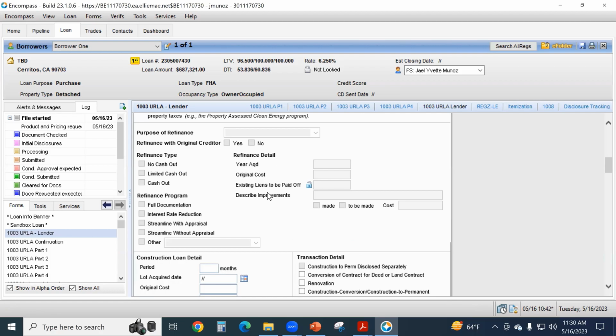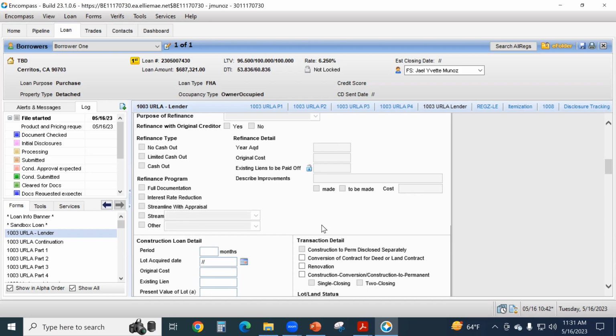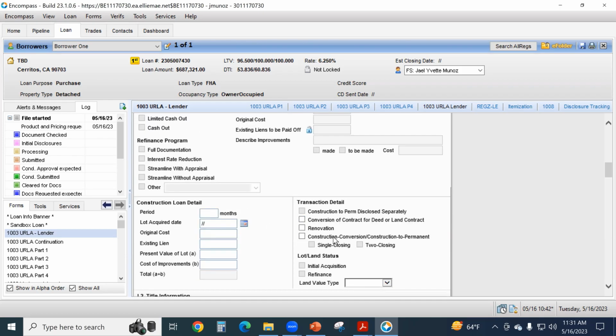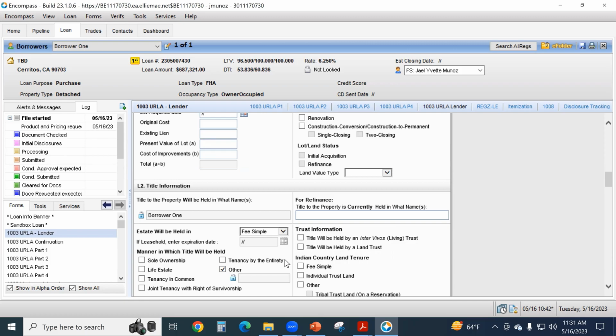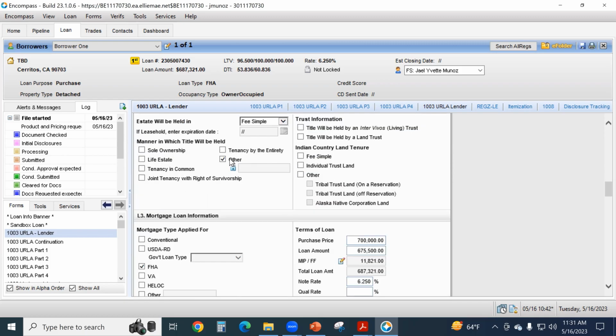This information here when it comes to the purpose of the refi and all of that, of course, this is important, but this isn't going to change the underwriting decision. That's just the details of the transaction. Okay, so this part is important.